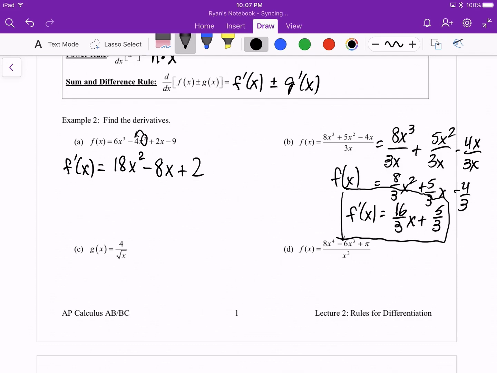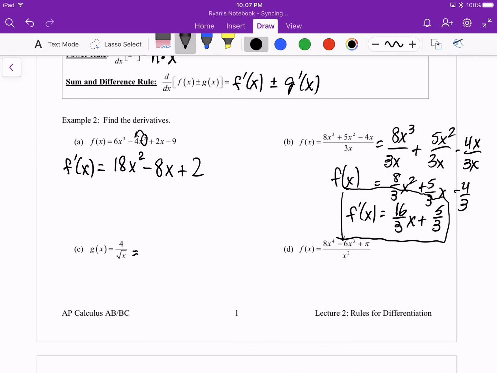So here is my answer to example B. Okay, in example C, we have g of x is equal to 4 over the square root of x. This radical notation, this square root notation, is really not any good for us ever. And so anytime you see that notation, you're going to want to switch out of it so that you can actually do the calculus and get the answer.